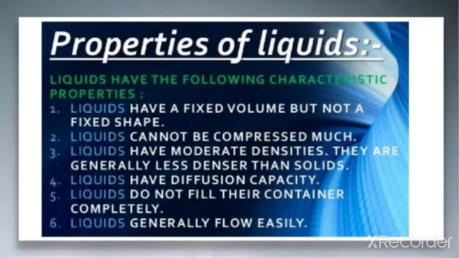Liquids have the following characteristic properties. Number 1, liquids have a fixed volume but do not have a fixed shape. Because of this, they take the shape of the container. Next point, liquids cannot be compressed much, as gases can be, but liquids cannot be compressed much. Liquids have moderate density. They are generally less dense than solids, but more dense than gases.